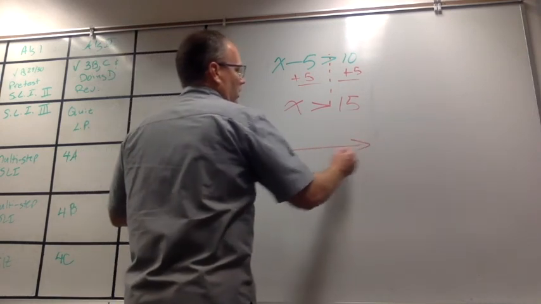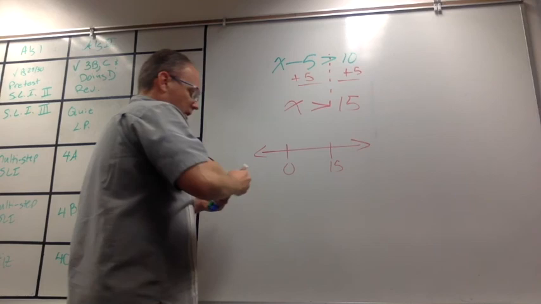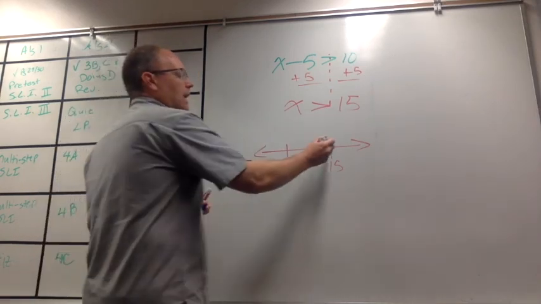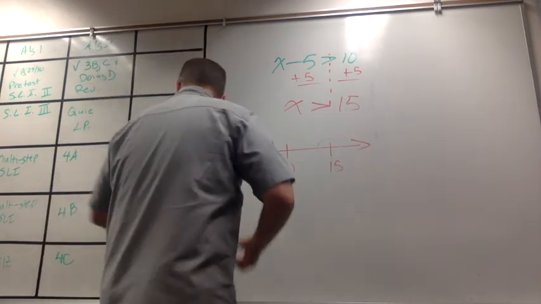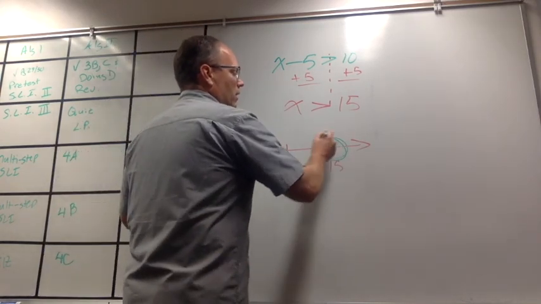So if I put this on a number line, I have 0 here, I have 15 here. I'm going to have an open dot at 15.